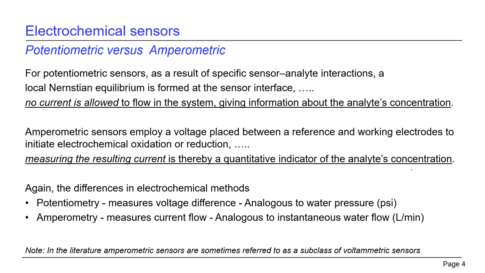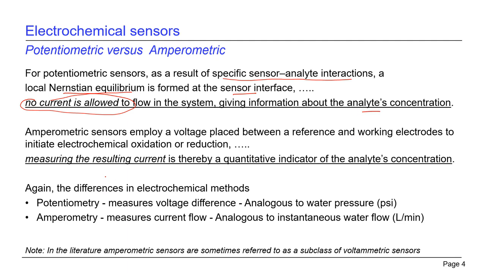Just to start with a comparison between the potentiometric and the amperometric: for potentiometric sensors, as a result of the specific sensor-analyte interactions, we got that local Nernstian equilibrium formed at the sensor interface, okay? And as a result, we talked about that last time, no current is allowed to flow in the system, giving information about the analyte's concentration.